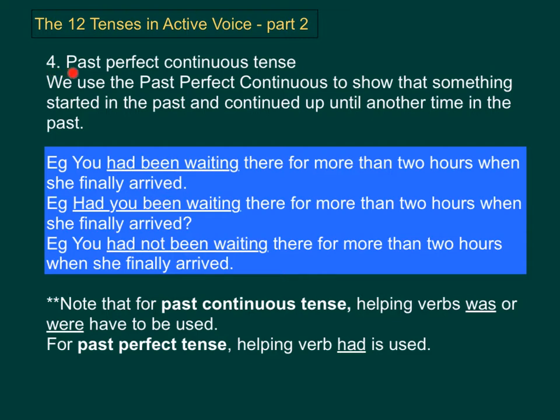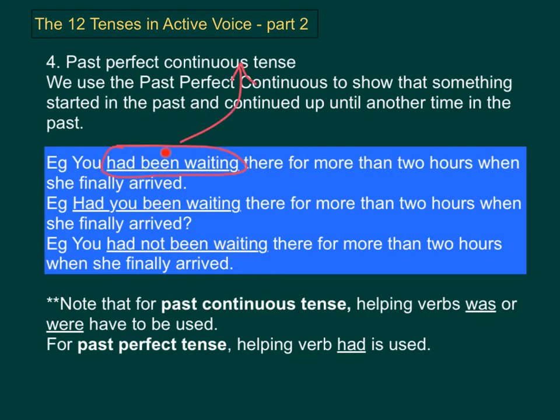Number 4. Past perfect continuous tense. We use the past perfect continuous tense to show that something started in the past and continued up until another time in the past. For example, you had been waiting there for more than 2 hours when she finally arrived. In this sentence, had been waiting and arrived are both actions that happened in the past.